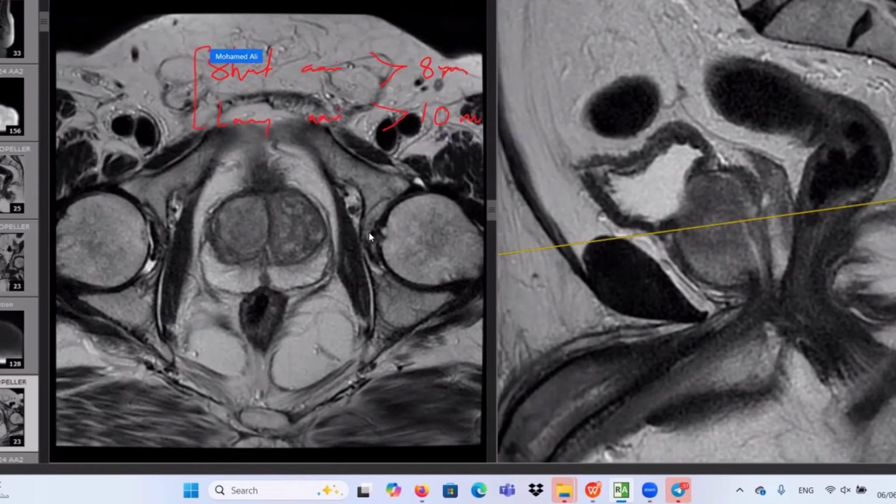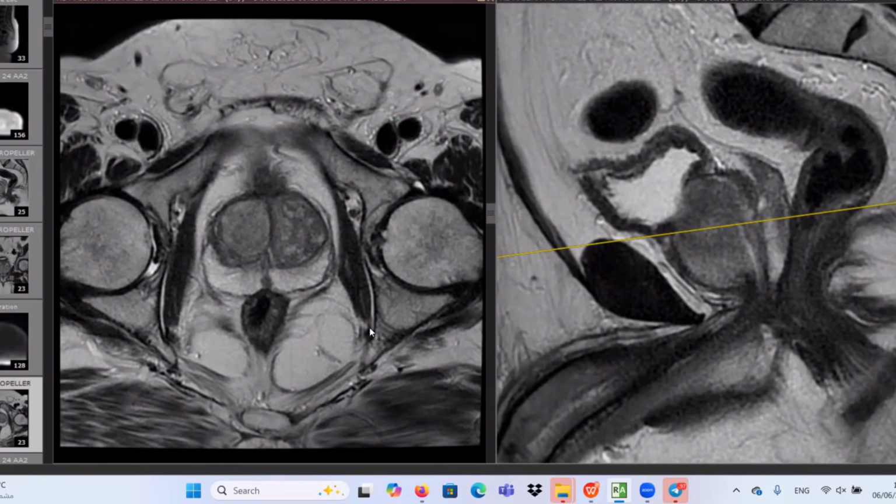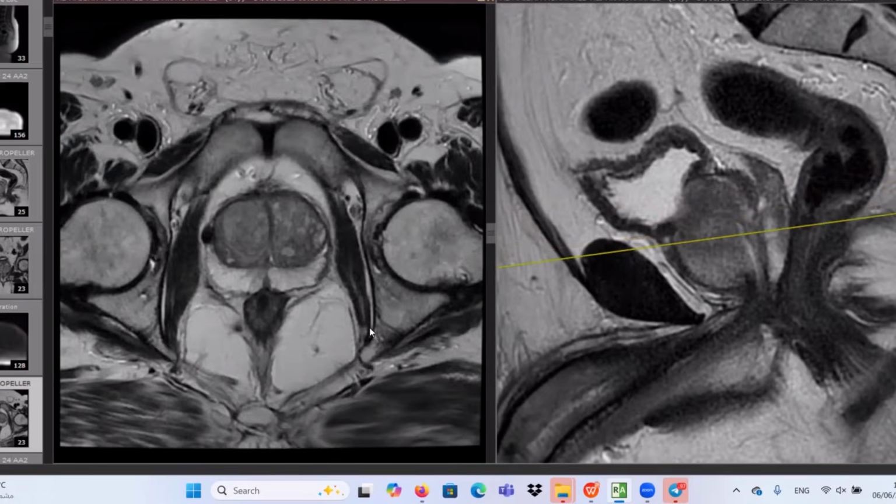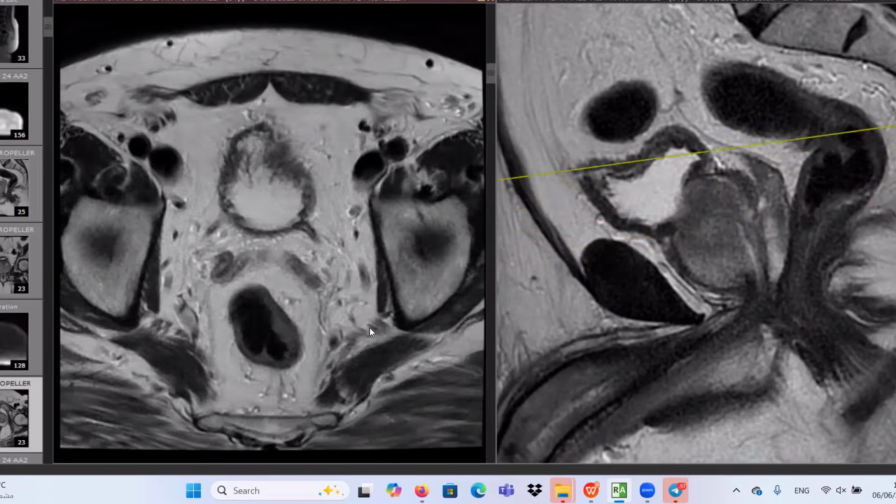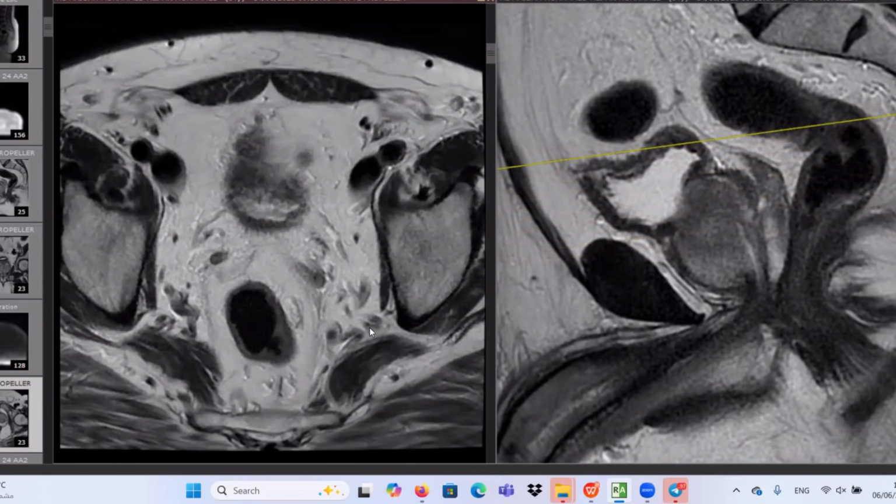Also, if the lymph node is irregular, heterogeneous, or restricted in diffusion, all of these criteria can help you determine whether it is metastatic or not. Also, you should know how to differentiate between lymph node enlargement and vascular structure. If you have something like this one, is it a lymph node or not?